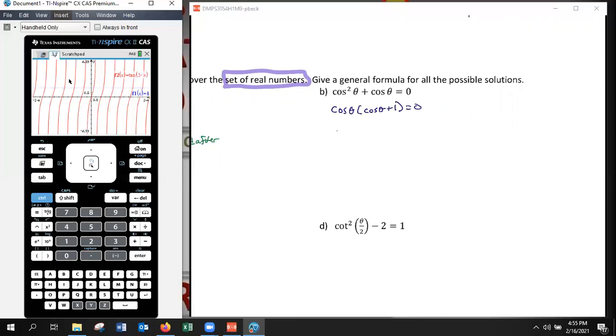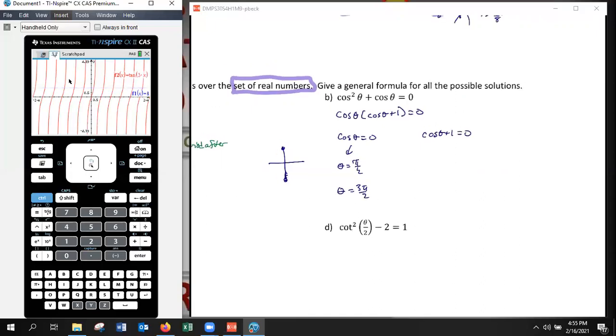So I want to know, where does cosine of theta equal 0, and where does cosine of theta plus 1 equal 0? Cosine of theta will equal 0 at theta equals 0. No, I'm just kidding. That would be pi over 2, because cosine is where the x value equals 0. So that would be pi over 2 and 3 pi over 2. So theta equals pi over 2 and theta equals 3 pi over 2.